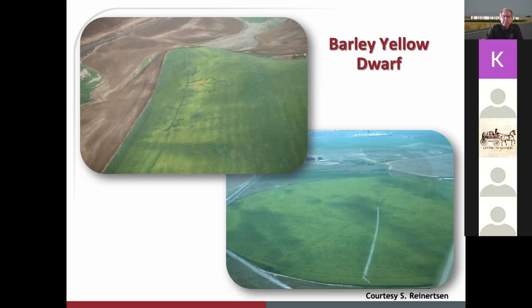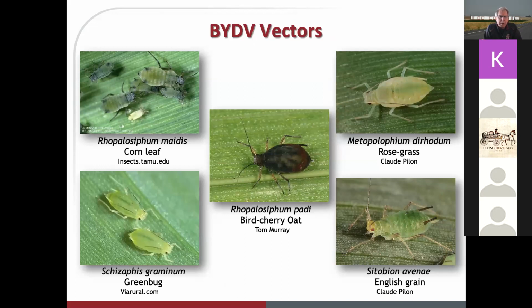There are several different aphids that can transmit barley yellow dwarf in our region. The most common one is the bird cherry oat aphid there in the center of the screen. Depending on where you are and which year, the English grain aphid there in the lower right can also be important. Rose grass aphid sometimes. Cornleaf aphid and the greenbug are not so important in our region, but they are in other parts of the U.S.